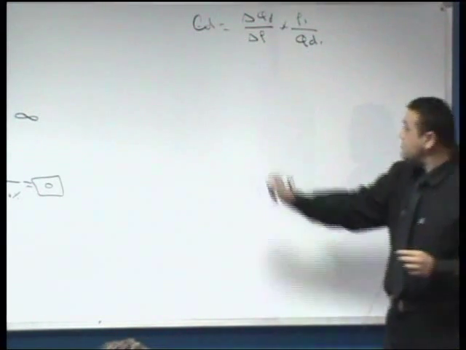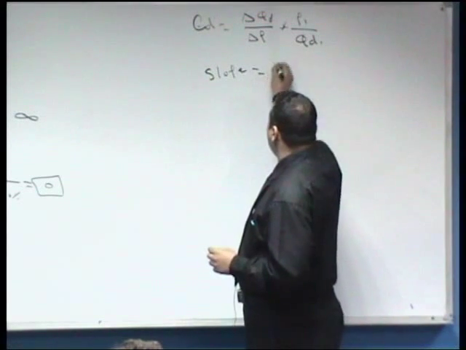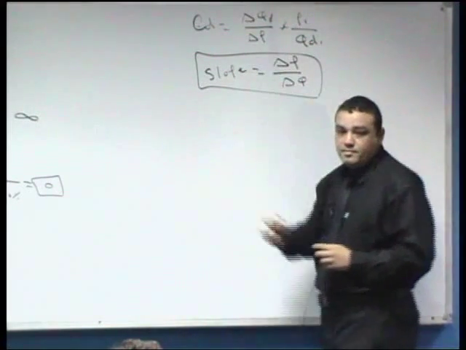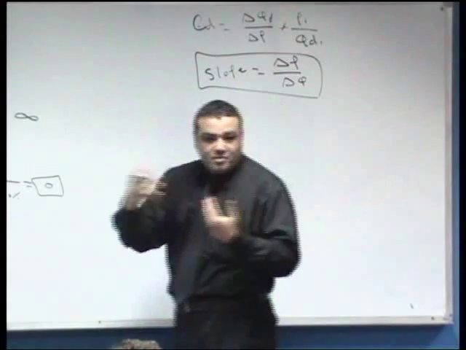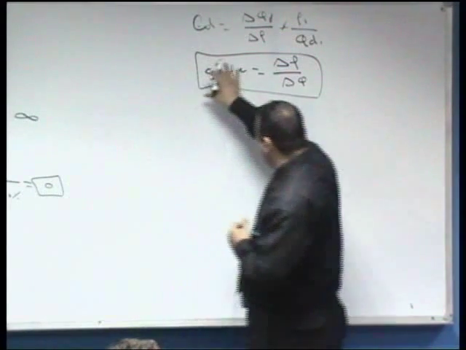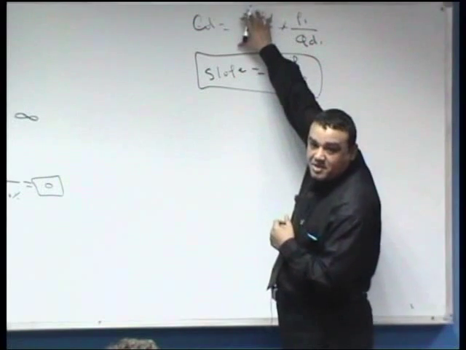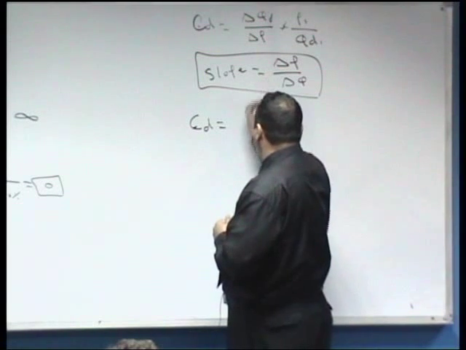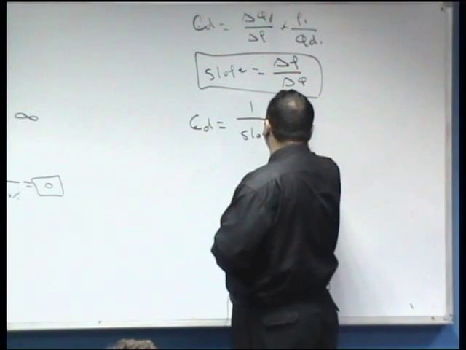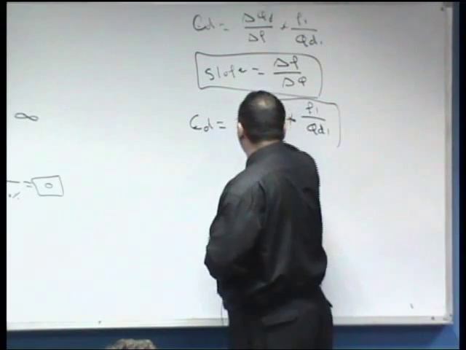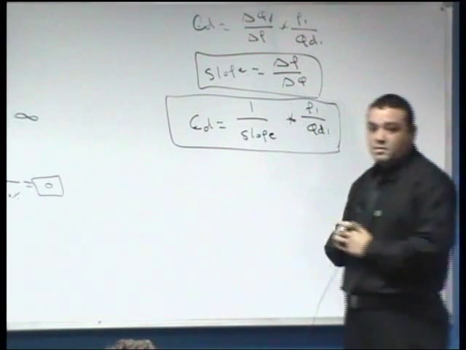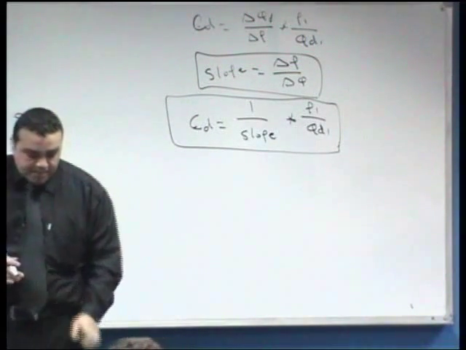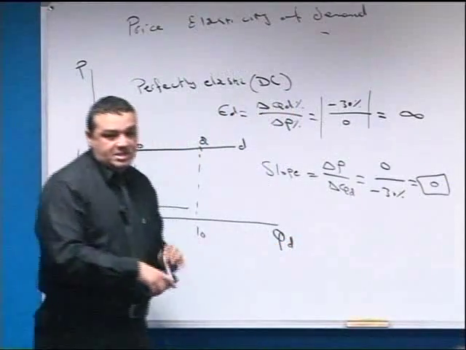And the slope equals delta P over delta Q. So we can connect these formulas in one formula. As you see, the slope is the inverse of this part of the formula. So ED equals 1 over the slope times P1 over QD1. Right? Okay. So let's take a practical, mathematical exercise.